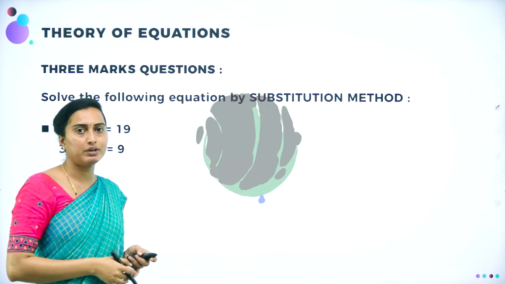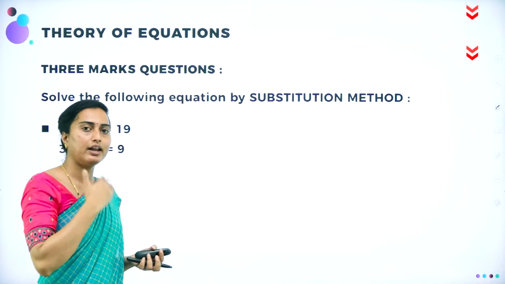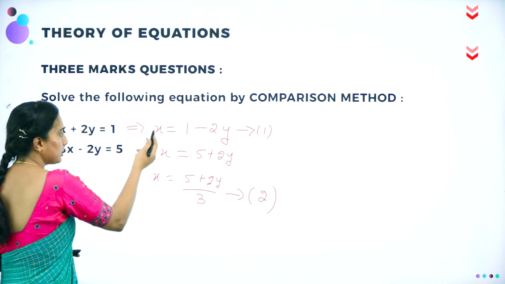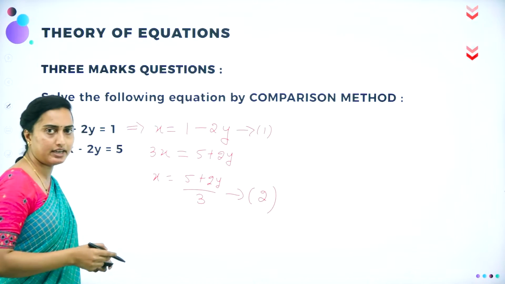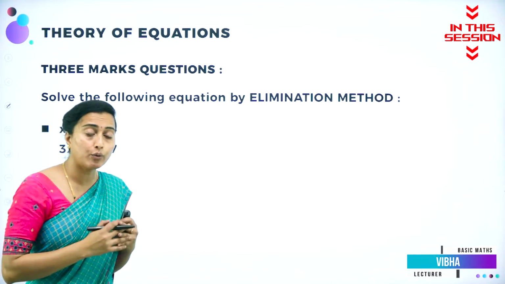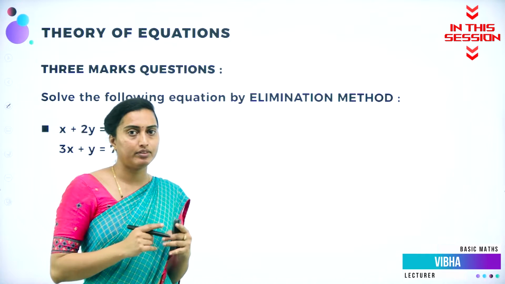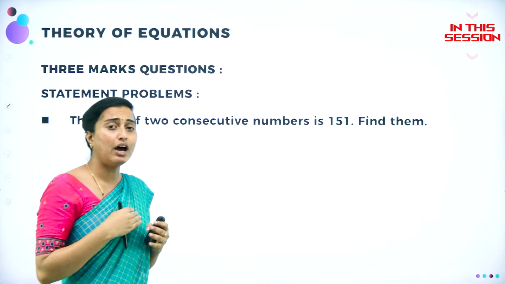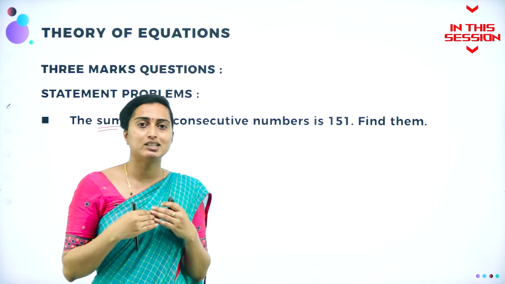What is the substitution method? You are going to substitute either x in terms of y or y in terms of x. Comparing these two equations, left hand side are equal, I can equate the right hand side. The coefficient of x or the coefficient of y must be the same. Then you are going to subtract. That is called elimination method. So we don't know the unknown quantity. Unknown quantity we are going to consider as x.